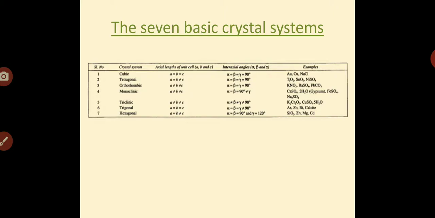Now monoclinic, here it is CaSO4·2H2O gypsum, FeSO4, etc. Now triclinic, K2Cr2O7, CaSO4·5H2O, etc. Trigonal, arsenic, antimony, bismuth, etc. For hexagonal, examples are SiO2, zinc, magnesium, etc.